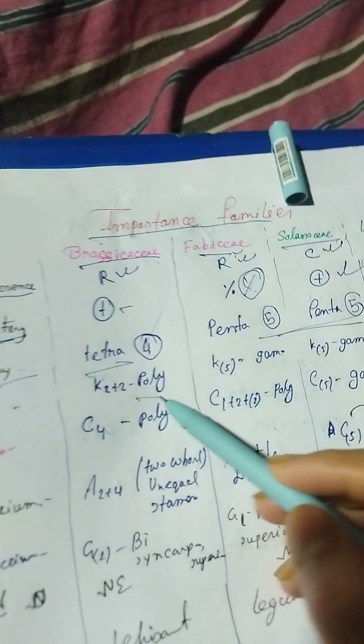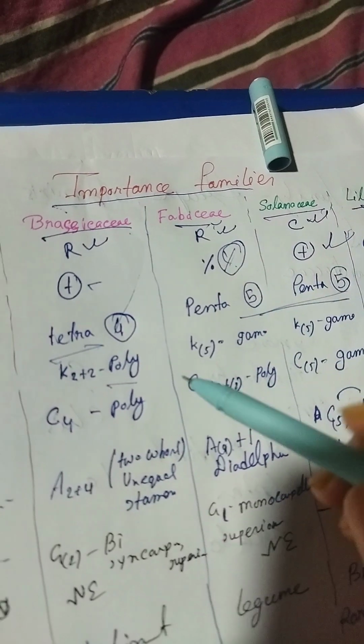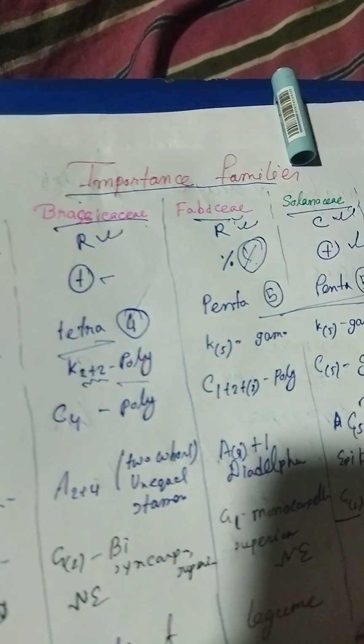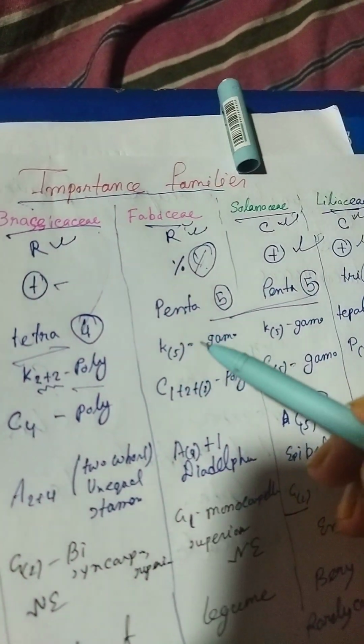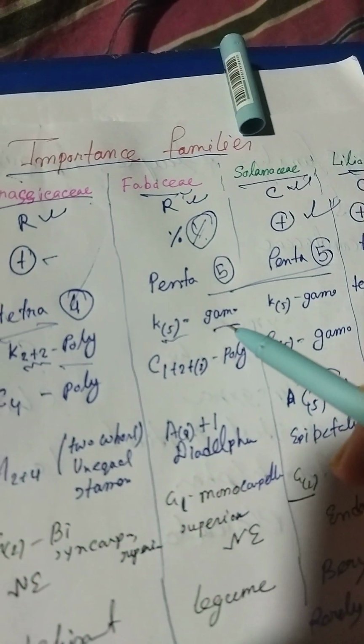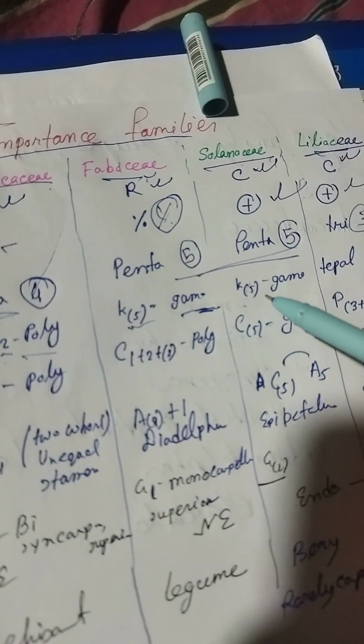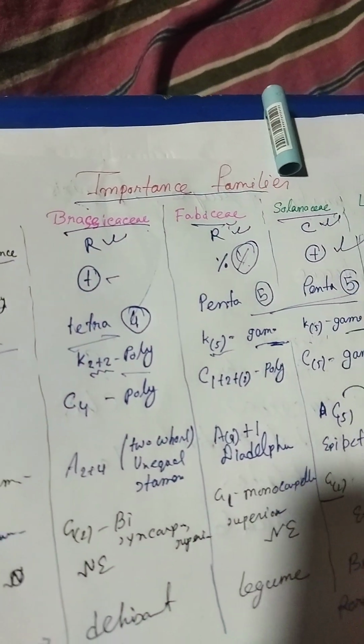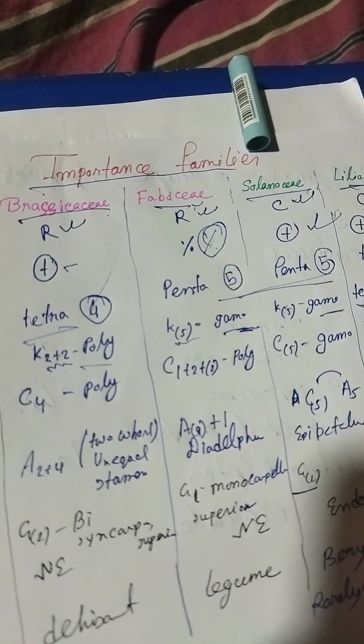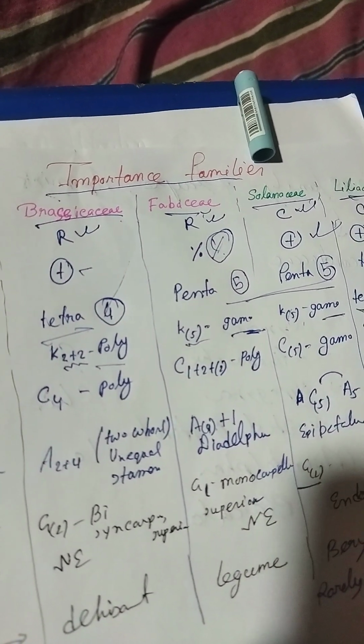Calyx: K2+2 polysepalous, not fused. K5 gamosepalous. K(5) in bracket, gamosepalous. Sepal is not present in case of Liliaceae.